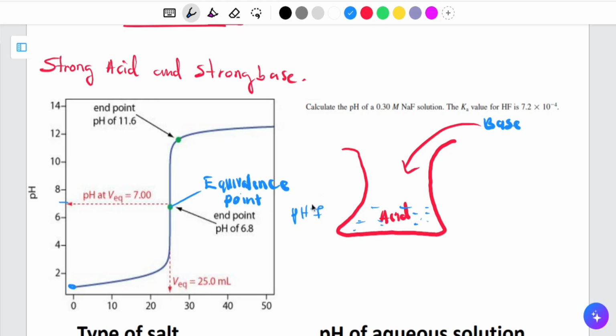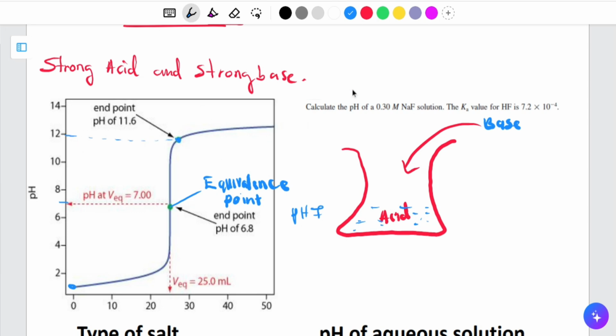We also have another point, which is the end point. This is where we have the end point. When you talk of the end point, it's a point at which an indicator is going to change color. The pH at which an indicator changes its color is approximately here, we can say it is 12, somewhere around 12.